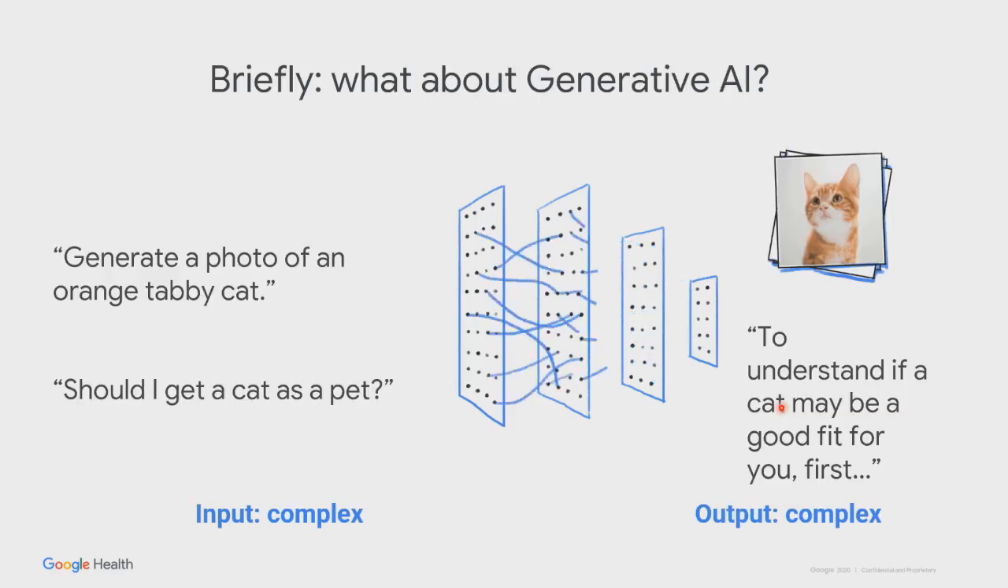So briefly, let's talk a little bit about generative AI. You might have heard that term recently. Generative AI really refers to the fact that you have input as complex as before, but the main difference between what we traditionally do in ML is that the output is also complex. That means the output is also something complex such as images, text, audio, or video.